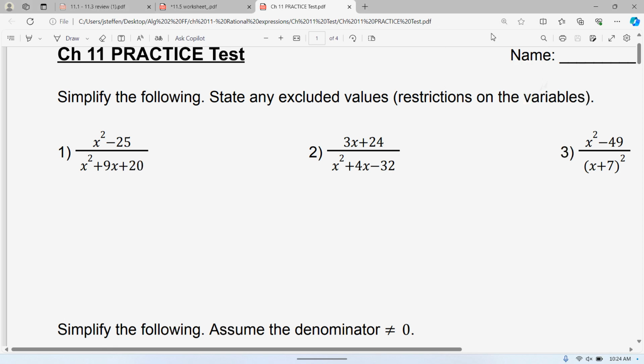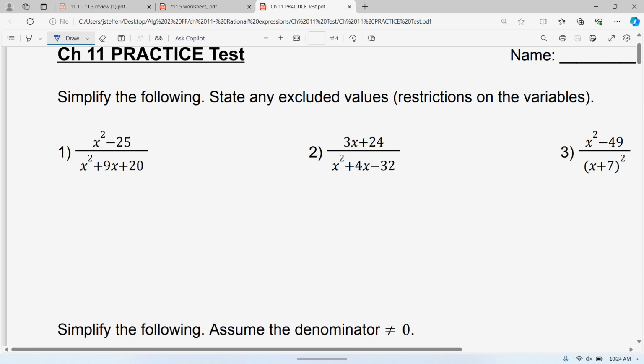All right, this is the Chapter 11 practice test. So the following, make sure you state any excluded values. We also call them restrictions on the variables. They all mean the same thing. For all these, factor everything possible.